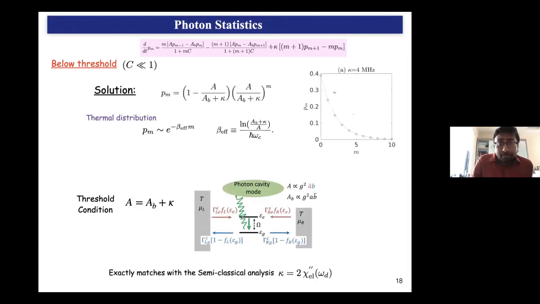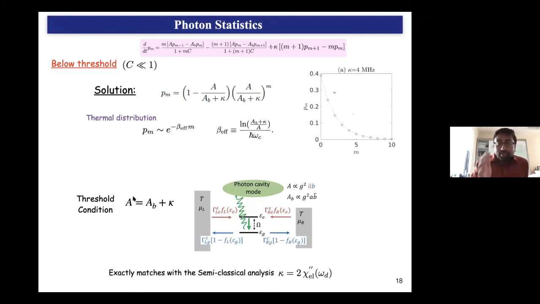Okay. And most importantly, what you realize again here is this threshold. So remember, when I'm talking about this distribution, I should have this ratio A by AB plus kappa to be less than 1. If it is greater than 1, your solution diverges, doesn't make sense. So your threshold condition is essentially this. Okay. So what is this? As from the previous picture, A is the gain, AB is the loss, and kappa is the loss. So you have a competition between the total gain and total loss.